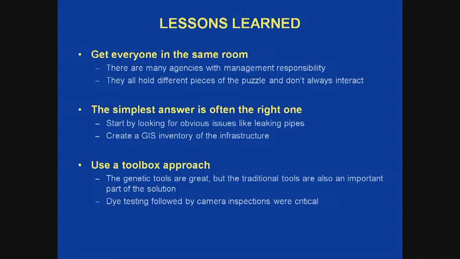And so that brings me to this, which is the simplest answer is often the right one. Right? So start by looking for obvious issues like leaking pipes or a cattle grazing operation where the cattle are standing in the water. If it's available, create a GIS inventory of the infrastructure. So in our urban environment in California, all the municipalities and the folks that own the stormwater sewers are required to have GIS layers available.